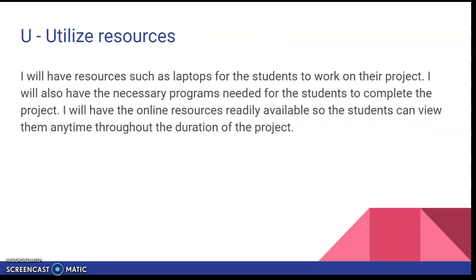For utilize resources, I will have resources such as laptops for the students to work on their project. I will also have the necessary programs needed for the students to complete the project. I will have the online resources readily available so the students can view them anytime throughout the duration of the project. That'll be on the board all the time on my projector. Anytime they want to see them, it'll be there.